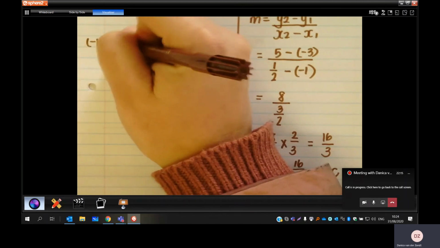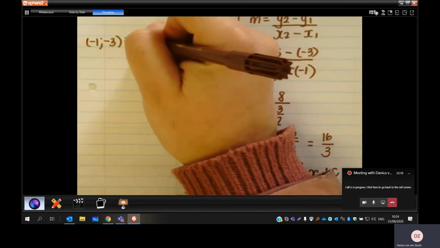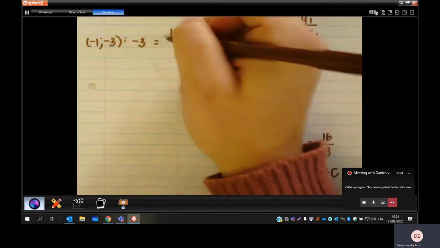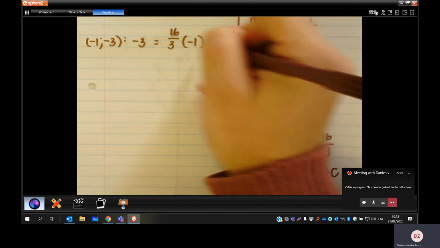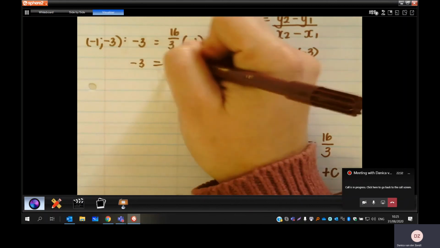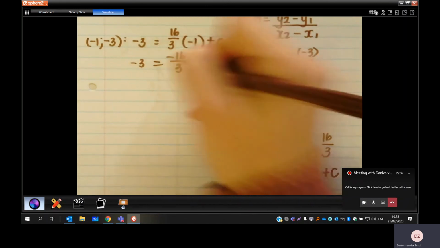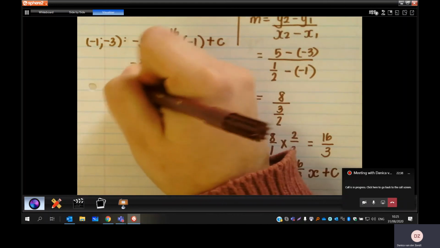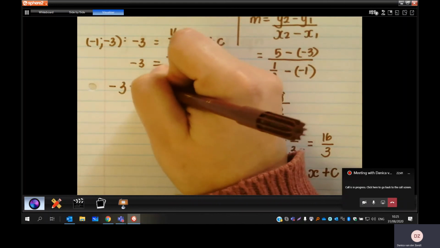And I'm still trying to get the c value. Now I can take either point to substitute in, and you can take the one with the fraction, or the one without the fraction. I'm going to go without the fraction. So -1 and -3 is what I'm substituting in. -3 for y, I should have written the other side, but oh well. 16/3 is my gradient, my x is -1, plus c. That's going to give me -3 equals -16/3 plus c. So when I take it over, it's going to be positive 16/3.